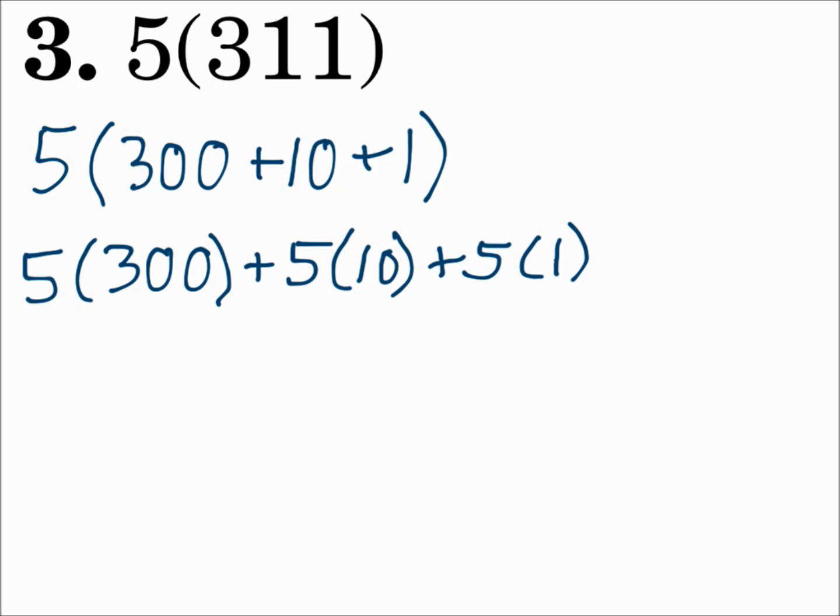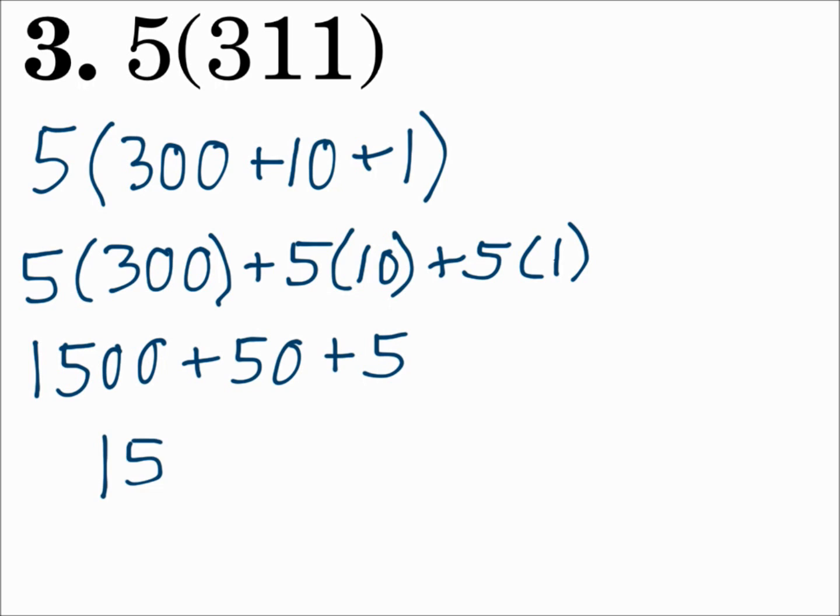5 times 300 is 1,500. 5 times 10 is 50. And 5 times 1 is 5. Giving you a grand total of 1,555.